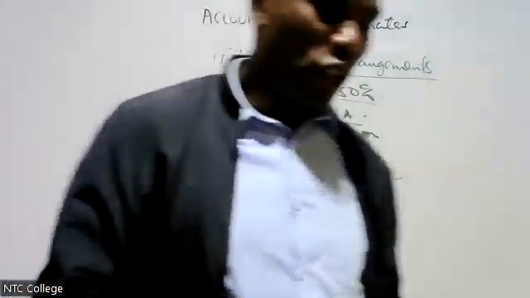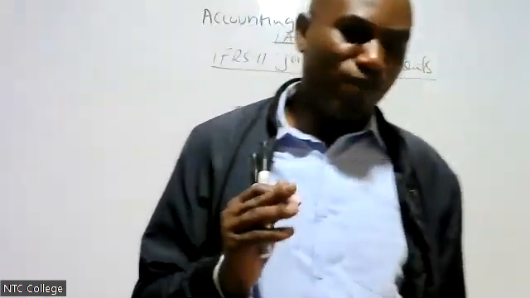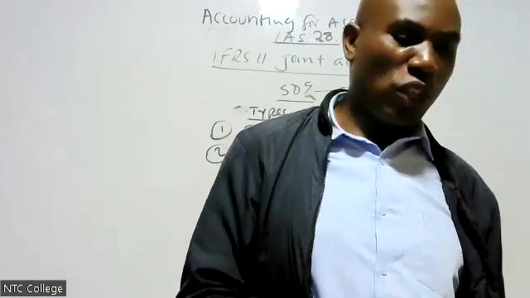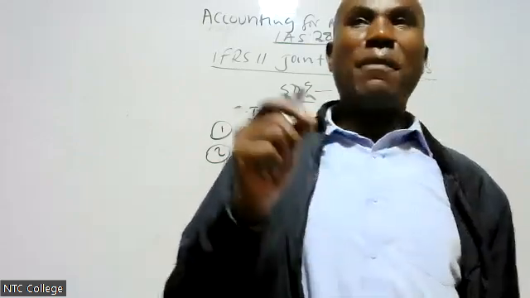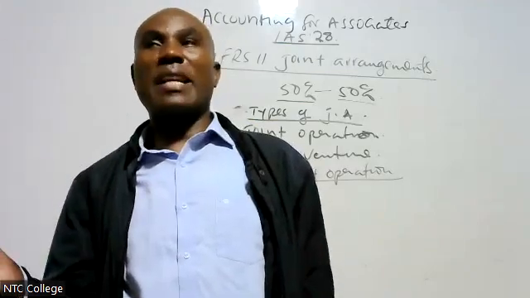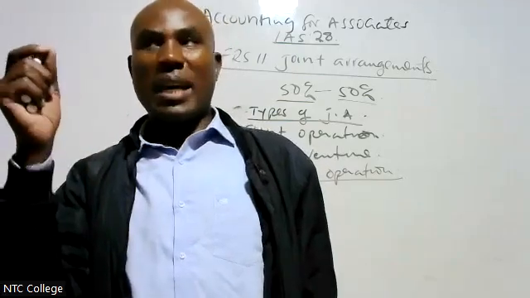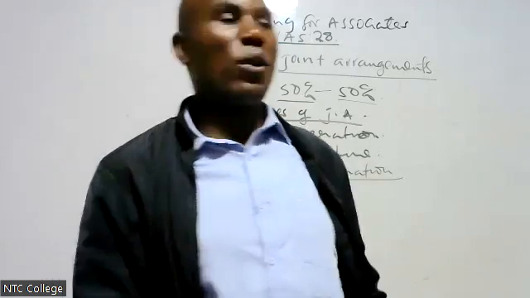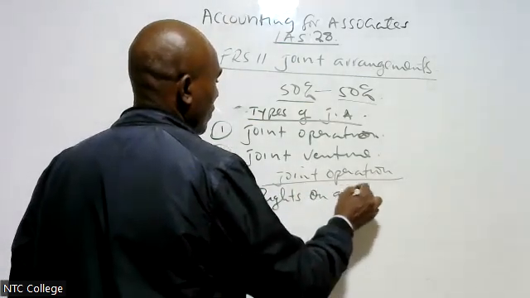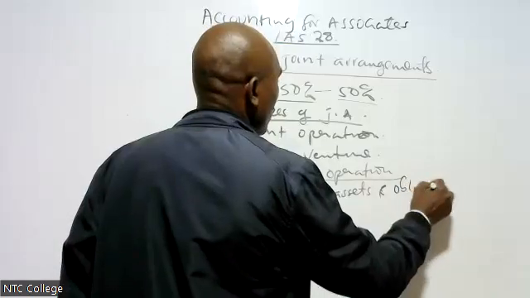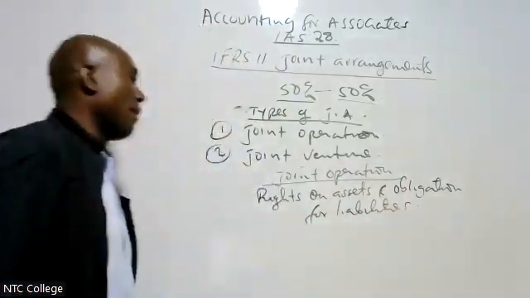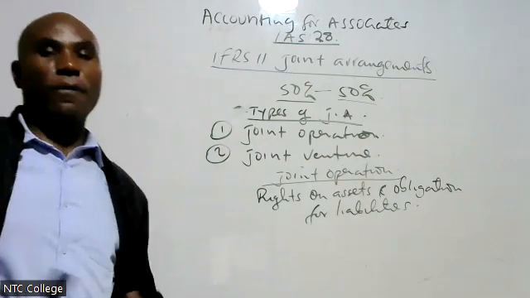Joint operation. This is an arrangement whereby the parties that have joint control of the arrangement have the rights to the assets and obligation for liabilities. Have the rights on assets and obligation for liabilities.